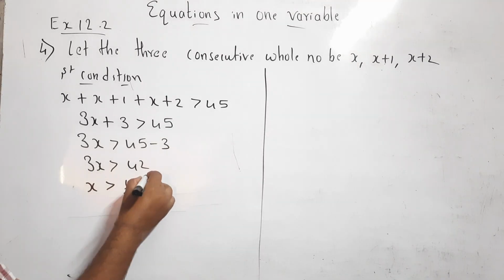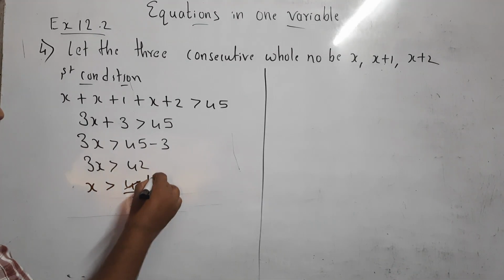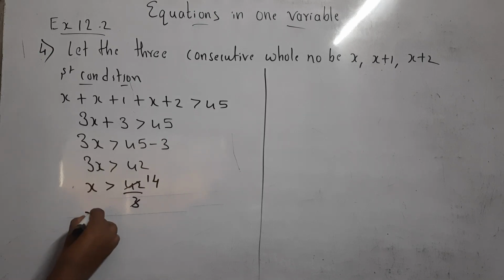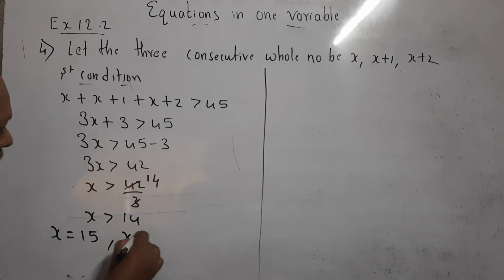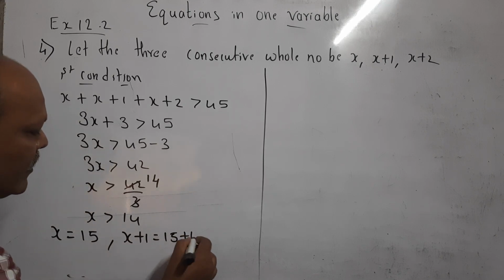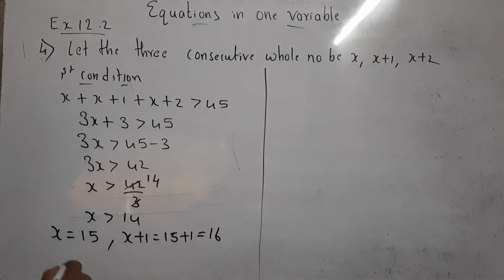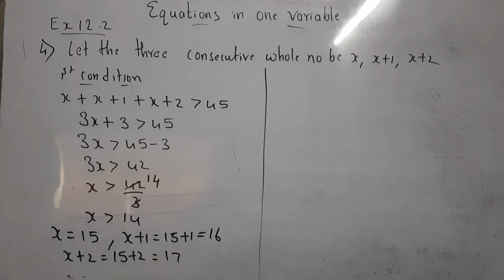x is greater than 42 upon 3. When you cancel it, what do you get? 14. That is, x is greater than 14. What you got: x is greater than 14. That means x will be 15. Then x plus 1 is 15 plus 1, which is 16. And the last, x plus 2, is 15 plus 2, which is 17. So when the sum is greater than 45, you get the 3 consecutive numbers 15, 16 and 17.